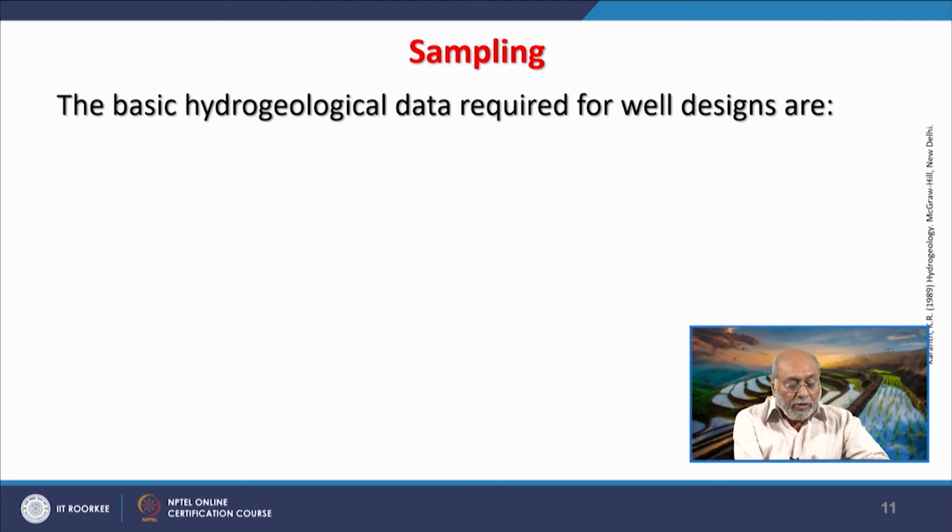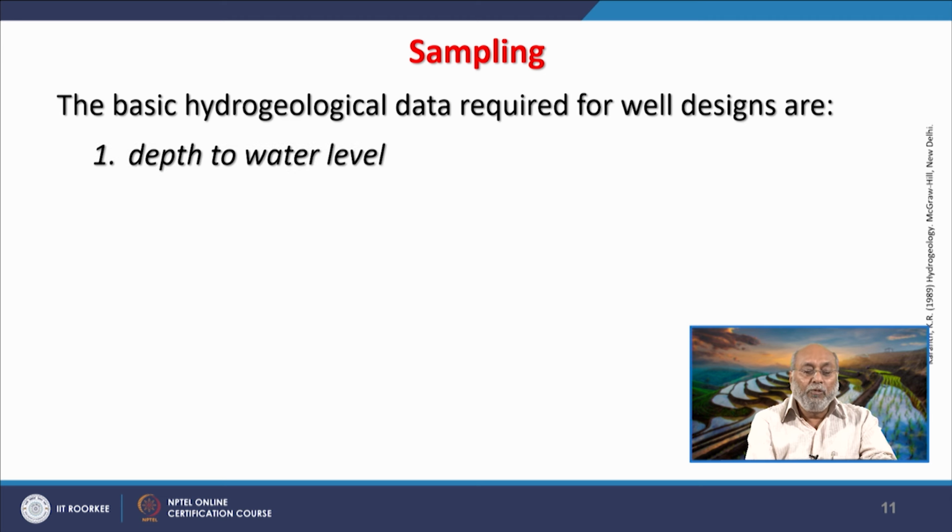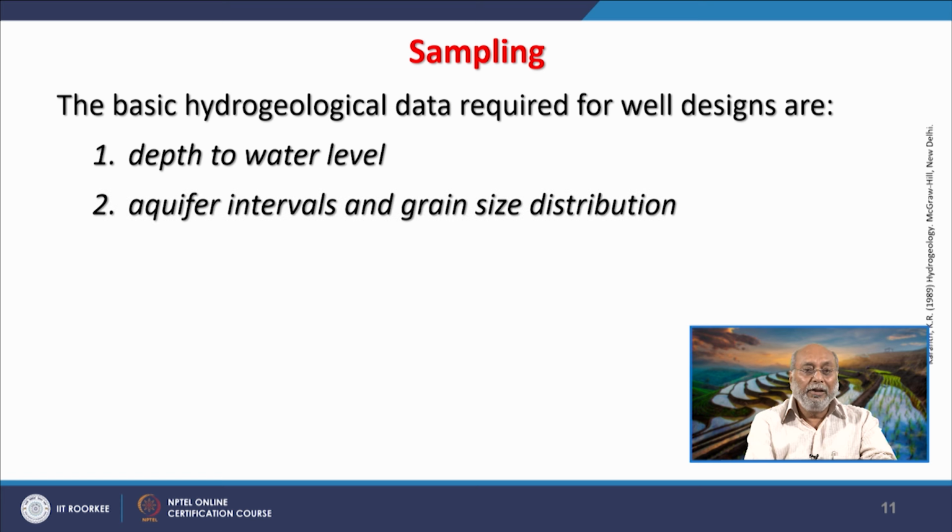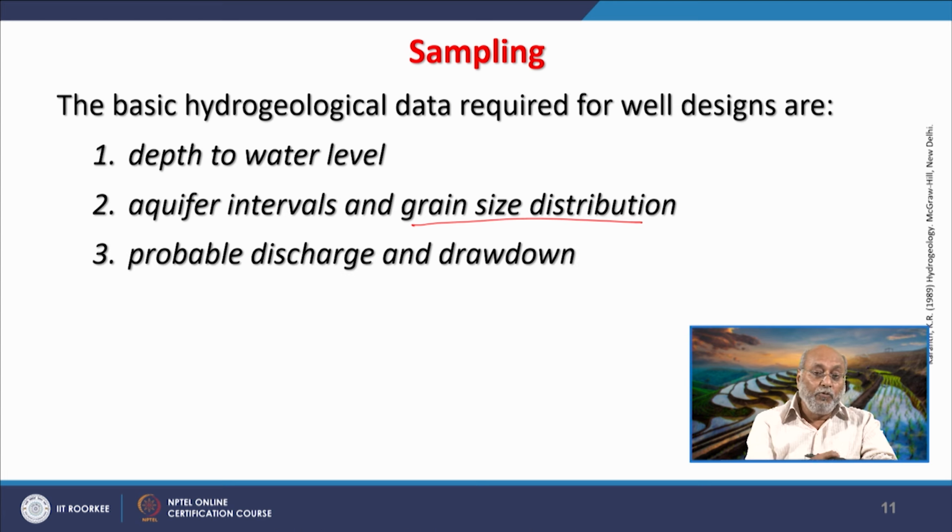Now, the basic hydrological data required for well design are the depth to water level, at what depth you are getting the water level, aquifer intervals and grain size distribution, if at all, in the case of unconsolidated materials, and at what depth the aquifers are, confined aquifers, unconfined and so on, that is why aquifer intervals, probable discharge and drawdown, and that is tested before the finalization of the well.